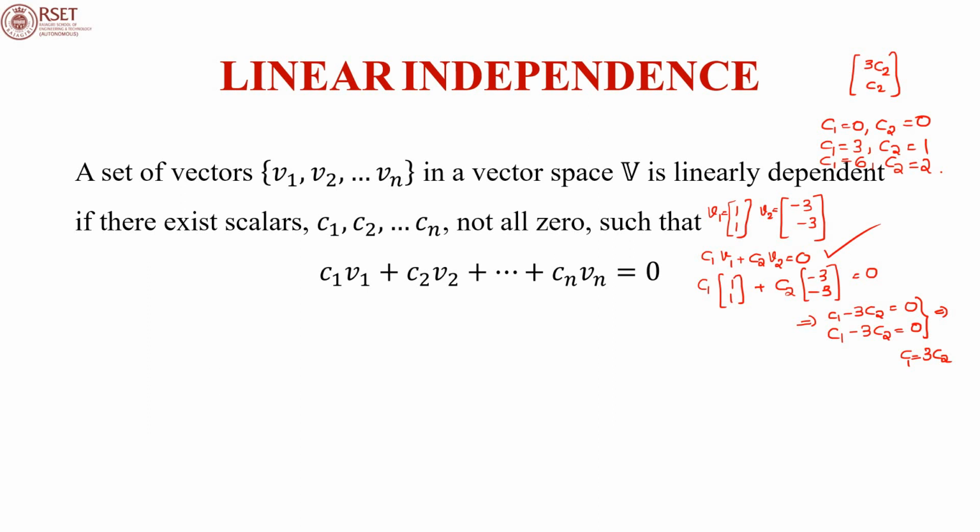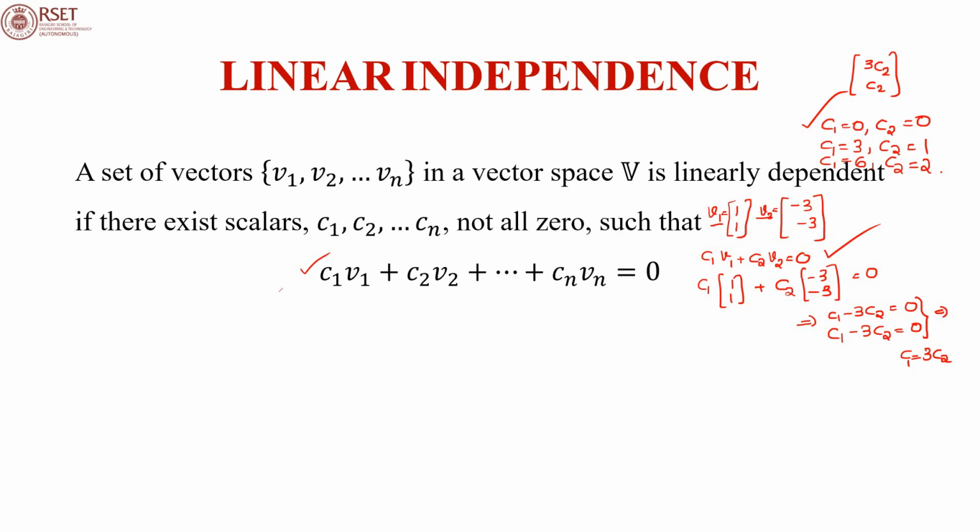So there exist scalars c1, c2, ..., cn other than the zero solution. This is the zero solution: c1 equal to 0, c2 equal to 0 will obviously be a solution for the system. But other than the zero solution, c1 equal to 3 and c2 equal to 1 is also a solution, and c1 equal to 6 and c2 equal to 2 is also a solution for the system. So this system c1 v1 plus c2 v2 plus ... plus cn vn equal to 0 has infinitely many solutions, or solutions other than 0. In such a case, we say that v1 and v2 are linearly dependent.